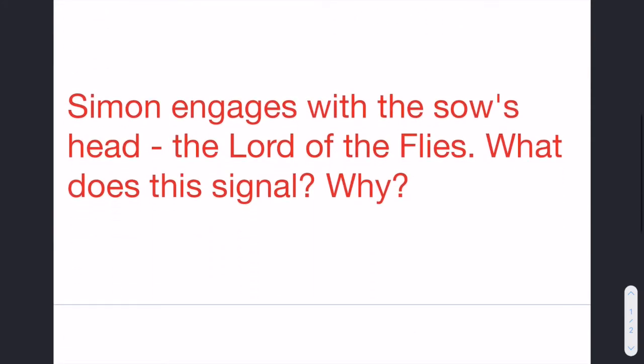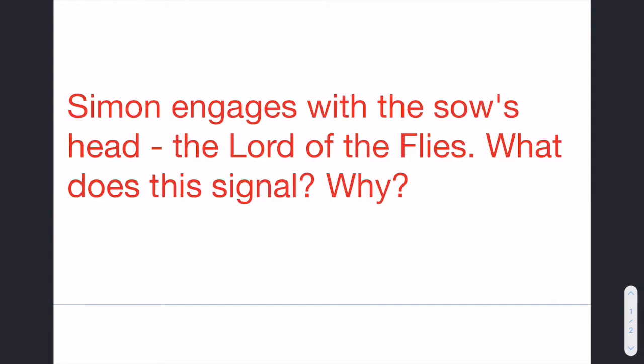And finally, we examine in this video Simon engaging with the Sow's Head, the Lord of the Flies. And this is Simon confronting evil, confronting the nature of evil. And in this part of the allegory, Golding is showing us the true evil of humanity. And it is Simon who sees it. Simon, the voice who is othered and otherwise silenced and ignored and ostracised.